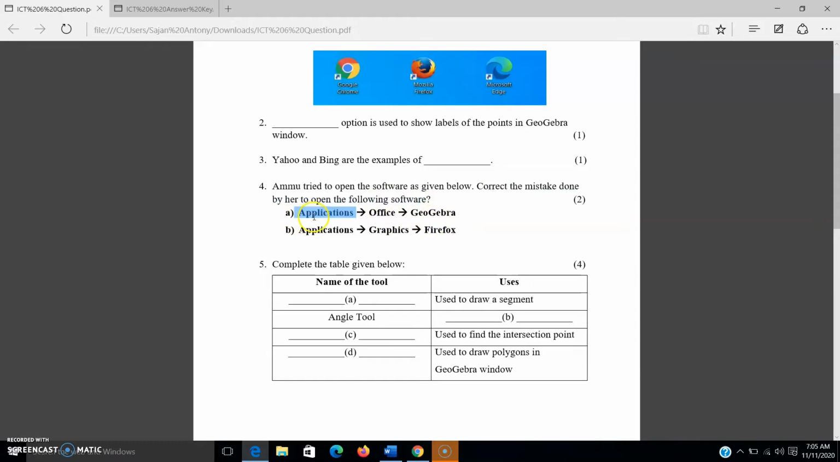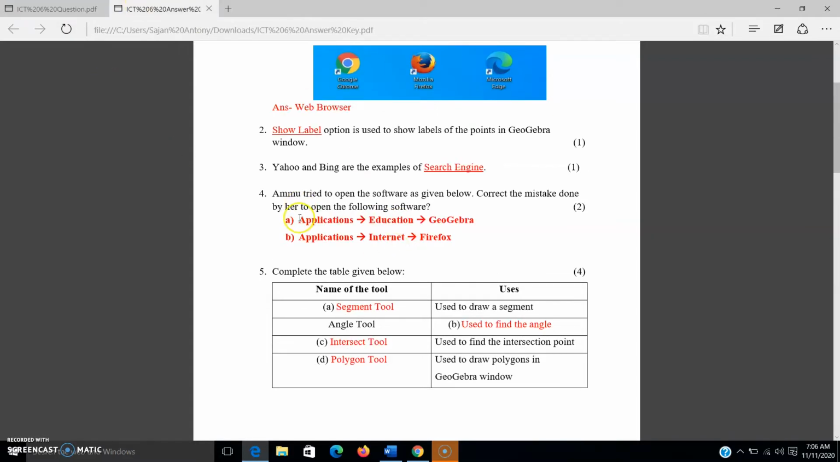So what is the first one? Applications, Office, GeoGebra. Whether this is the right answer? No. How to open GeoGebra? You all know. First you have to go to application. What should be the second step? Yes, education. But here it is Office. So this is the mistake done by Ammu. So what is the correct answer? Here I have written in the answer key, application, education, GeoGebra. Is it clear, my dear students?